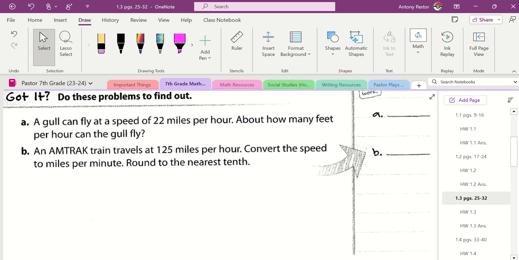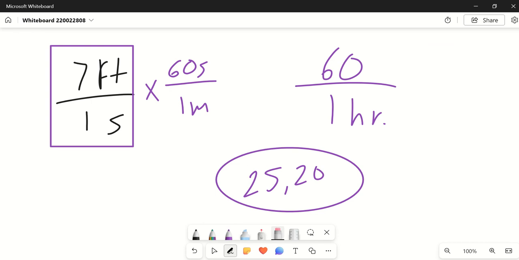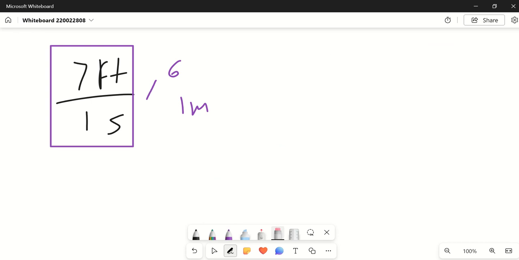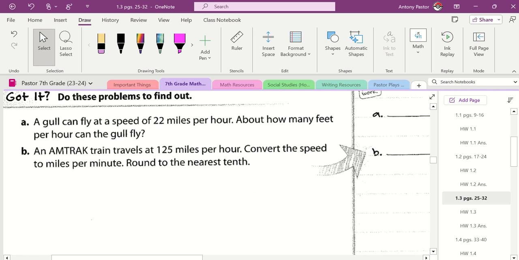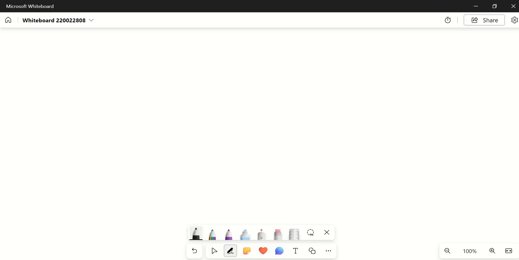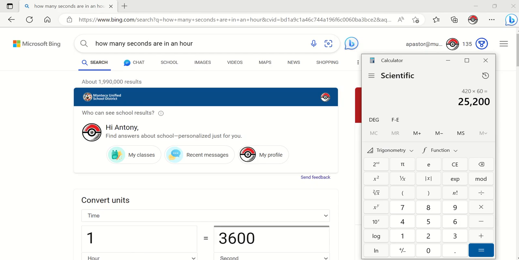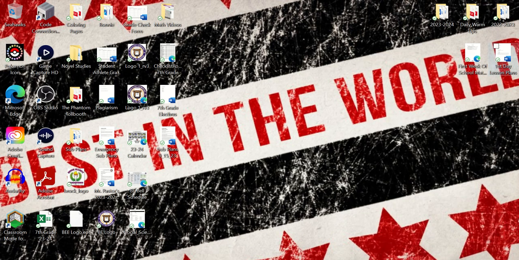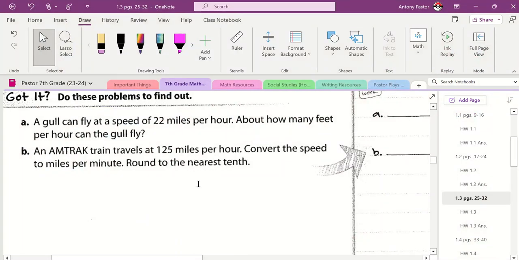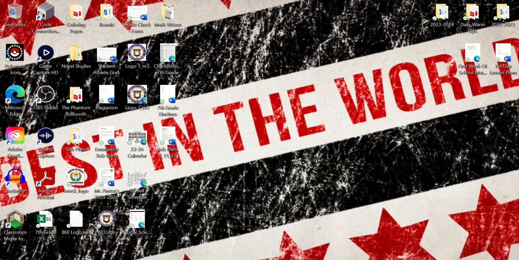So let's start off our question by writing down the first thing. And that is that a seagull can fly 22 miles per hour. 22 miles per 1 hour. Okay. We're going to go ahead and close that, and we're going to close that. About how many feet per hour can the gull fly?